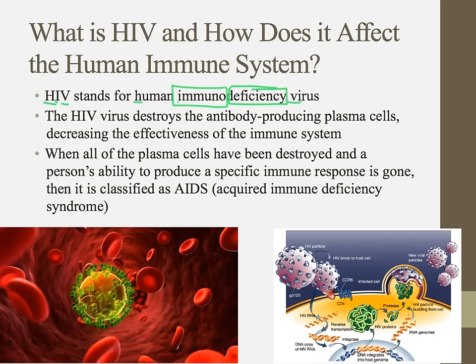If you're taking a higher level later, you're going to have to go into a little bit more detail. It doesn't exactly work that way, but it kills healthy helper cells. And when you kill those healthy helper cells, you won't be able to utilize those plasma cells. When all of those have been destroyed, this thing slowly attacks some of the white blood cells in our body. When it has sufficiently destroyed all of them or most of them, then it's no longer classified as HIV, it's called AIDS. And AIDS stands for Acquired Immune Deficiency Syndrome.